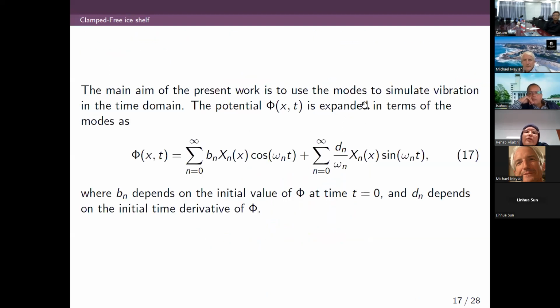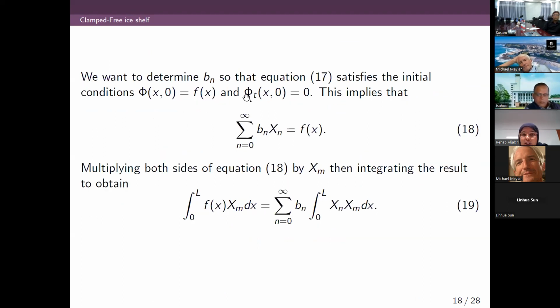Now, the main aim for our work is to use this mode to simulate vibration in the time domain. So the potential phi(x,t) expands in terms of the modes as this. This is the general solution for the velocity potential. And B here depends on the initial value, and D here depends on the initial derivative of phi. Now, we made an assumption that this is our initial condition.